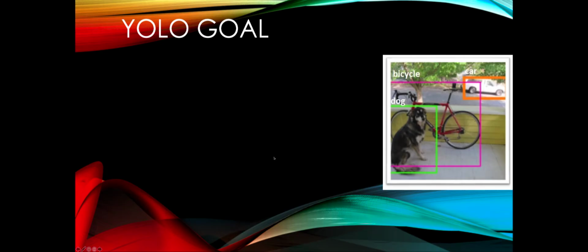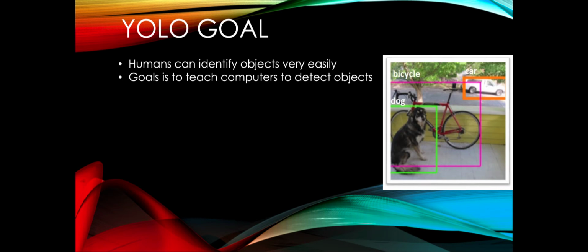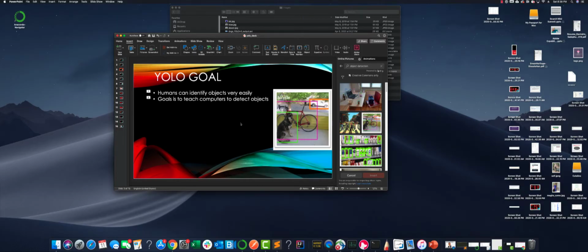So let's understand why we need yet another algorithm to detect objects in video. The goal of YOLO is this: humans can detect objects very easily. In fact, it's second nature for us. We are able to drive vehicles and recognize cars and objects around us very easily. But the goal here is to teach computers to detect objects. That's the main goal. So let's understand what the challenges are with the current algorithms.